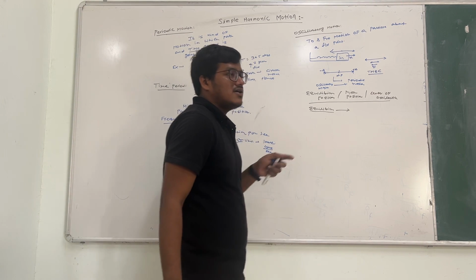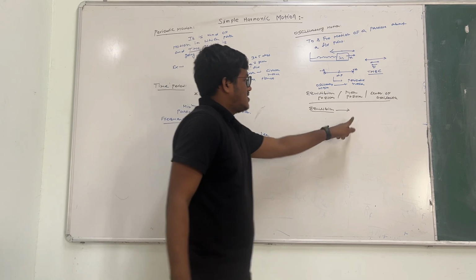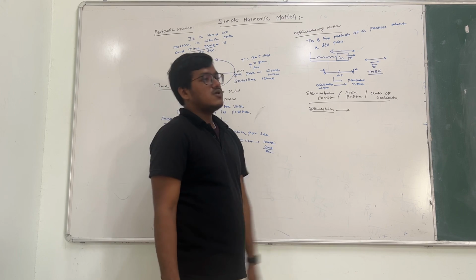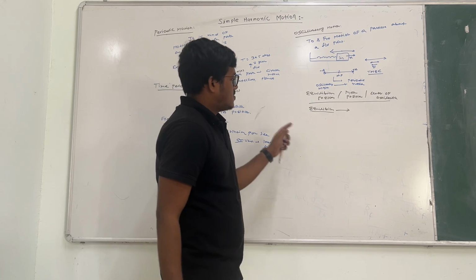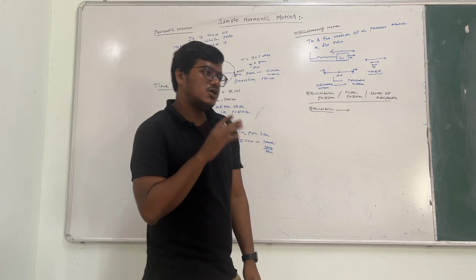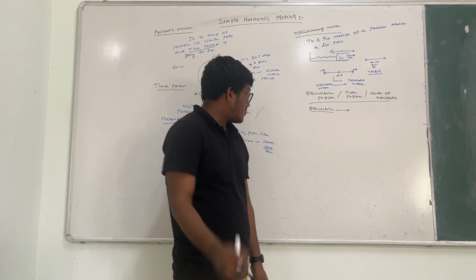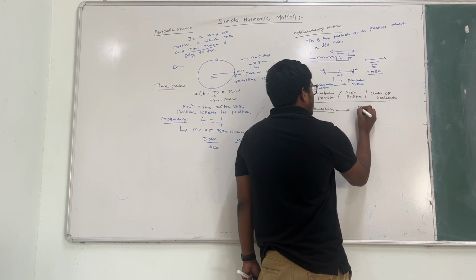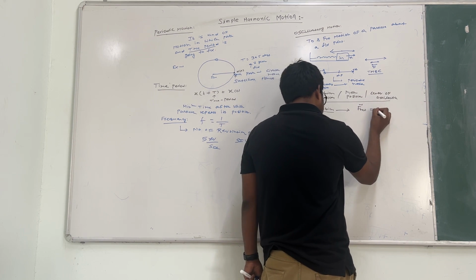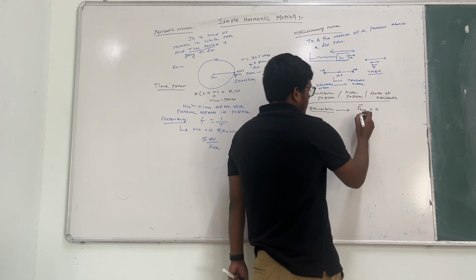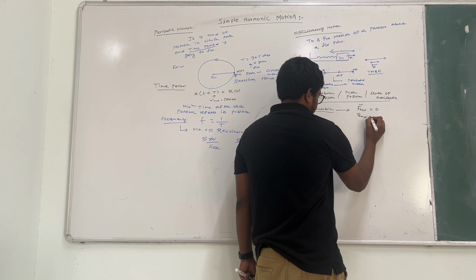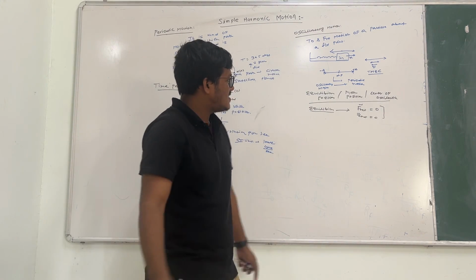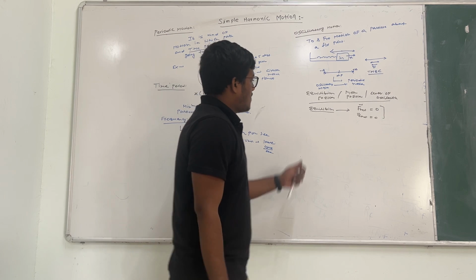Equilibrium is basically a point, basically a condition. There are two types of equilibrium: linear equilibrium and rotational equilibrium. A particle is said to be in equilibrium if it satisfies both conditions. The condition for linear equilibrium is that net force on the particle must be zero, and for rotational equilibrium net torque must be zero. If these two conditions are satisfied, then the particle is in equilibrium.